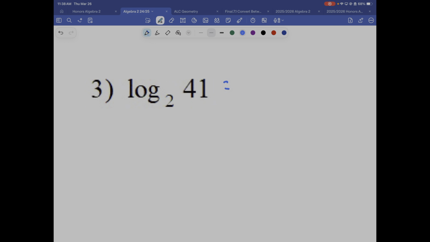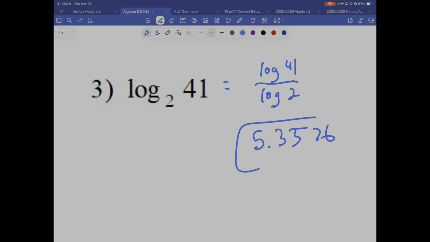So 2 to what power is 41? 2 to the 5th is 32, so it's going to be between 5 and 6. So the log of 41 divided by the log of 2. Answer is 5.3576.